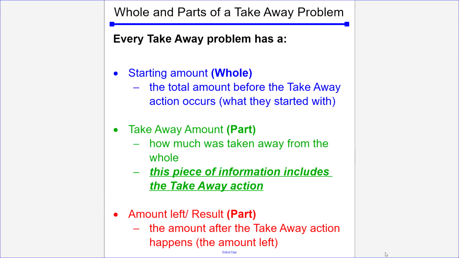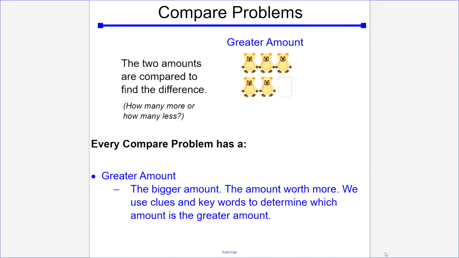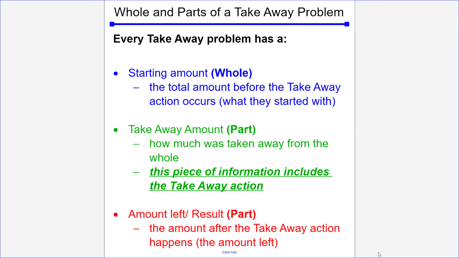All takeaway problems have a starting amount. It's the total amount before the takeaway action happens. It's what the person started with. You also know that a takeaway problem always has a takeaway amount. The takeaway amount is how much was taken away from the whole. This piece of information always includes the takeaway action.